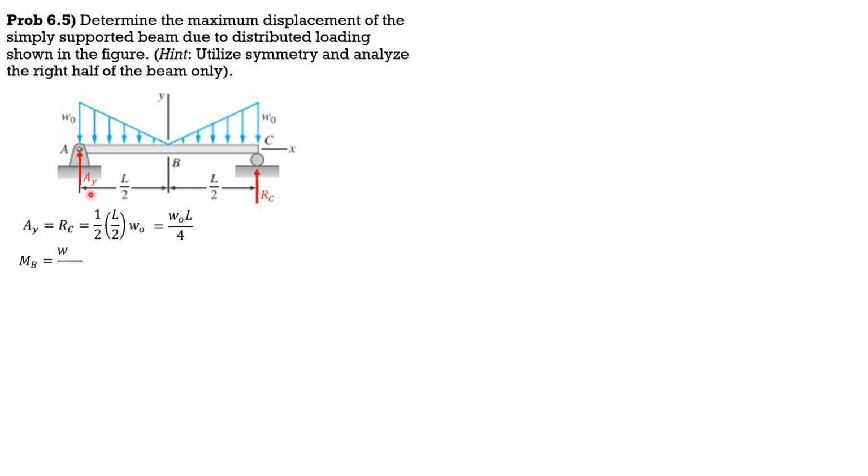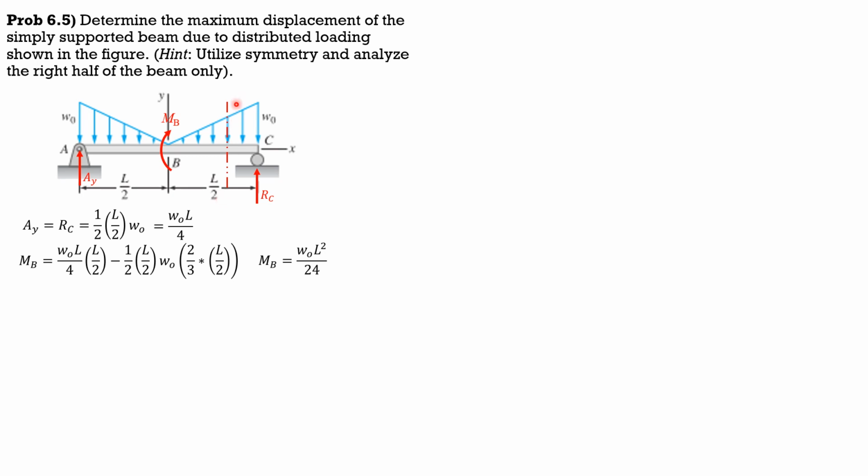The moment at B is A_Y, W_O L/4, times L/2, minus the moment of this load, which is 1/2 times L/2 times W_O, acting at 2/3 of L/2. Simplifying, 1/8 W_O L² minus W_O L²/12, which equals positive W_O L²/24. Let's transmit it at B, and remember our origin is at B.